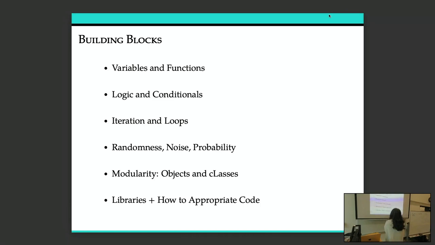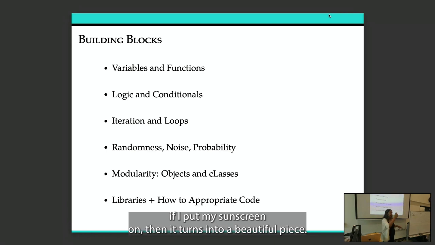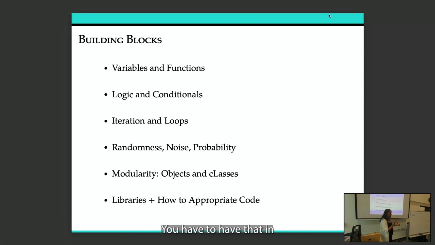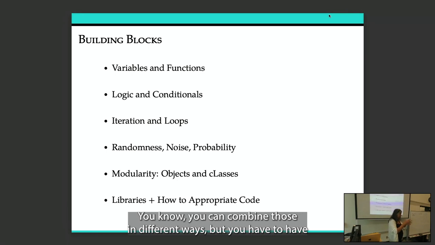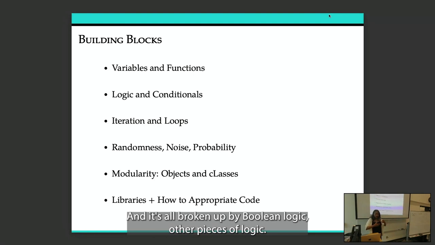Logic and conditionals, think about if you're saying, if the temperature gets too hot, turn my image into... Remember at the Winter Light Festival, someone had that thing of, if I put my sunscreen on, then it turns into a beautiful piece. When you're thinking of, if this happens, then do this, otherwise do this, you have to have that in any programming language. If these criteria are met, do this thing, if not, do this other thing. And you can have as many complicated pieces as you want. You can combine those in different ways, but you have to have the if. So a conditional says, when these conditions are met, we want to do this, and it's all broken up by Boolean logic, or the pieces of logic.